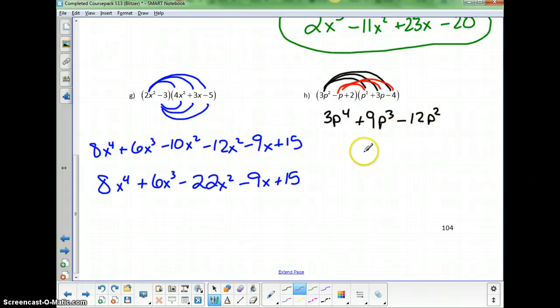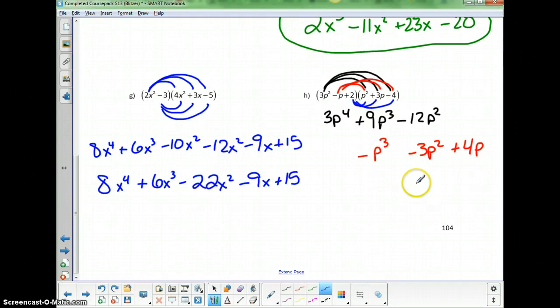So negative p times p squared is minus p to the 3rd. Negative p times 3p is minus 3p squared. And negative p times negative 4 will be plus 4p. And yet one more color for multiplying the 2 into all 3 terms. 2 times p squared is plus 2p squared. 2 times 3p is plus 6p. 2 times negative 4 is minus 8.